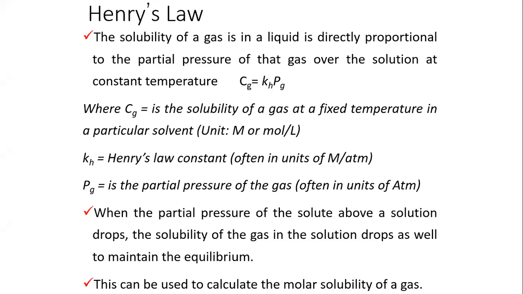Okay, fantastic. That's better. So the unit of K is mole per dm³ per atmosphere. You can either write it as capital letter M per atmosphere, or you write mole per liter in brackets, divided by atmosphere. When the partial pressure of the solute above a solution drops, the solubility of the gas in the solution drops as well to maintain the equilibrium. So you can use Henry's law to calculate the molar solubility of the gas.